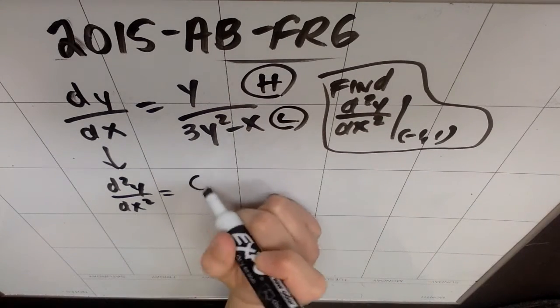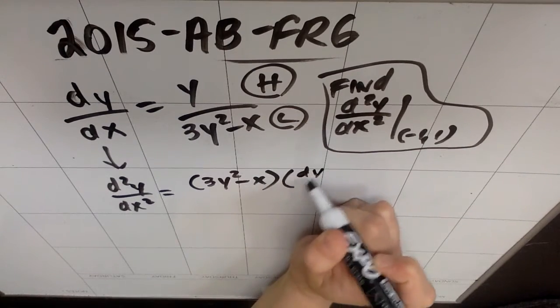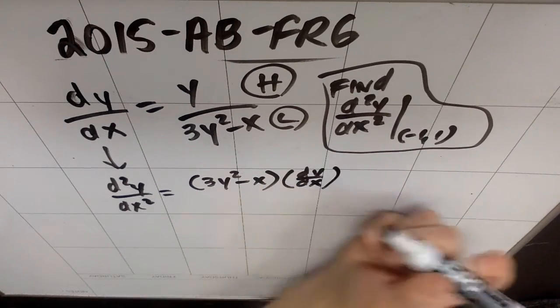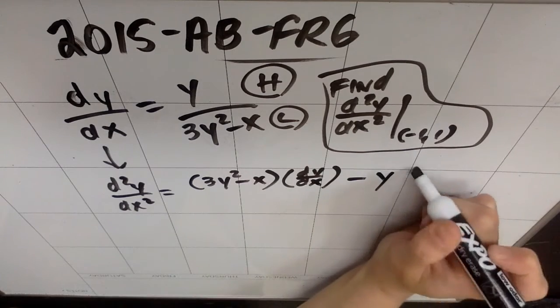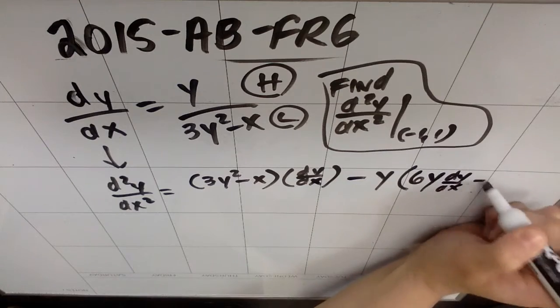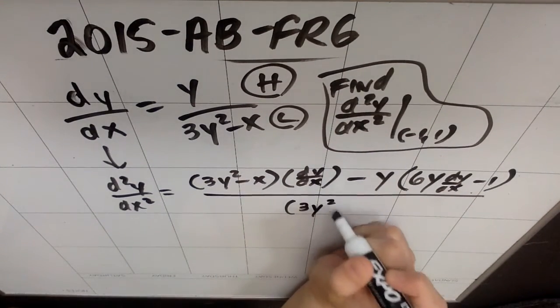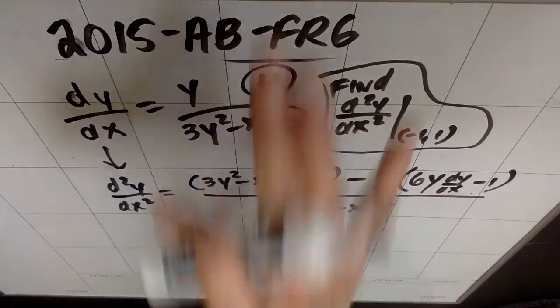So low d high is going to be a dy dx, right? Derivative of y is dy dx, minus high, which is y, d low is going to be 6y dy dx minus 1. Draw the line, square the low, quantity squared. So now, that's great.